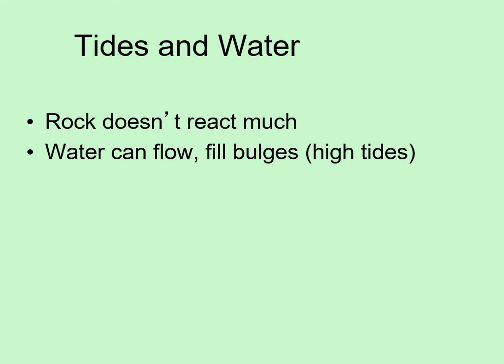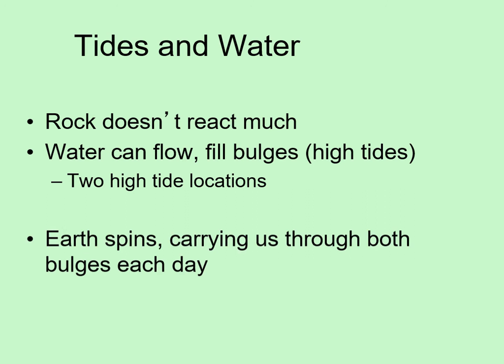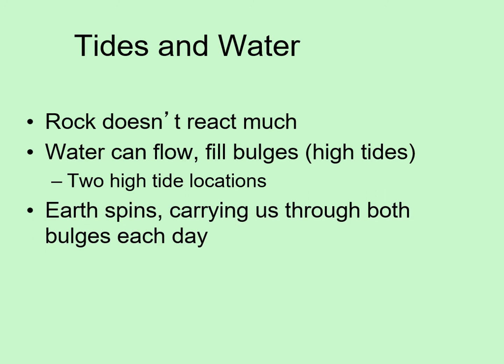Since water responds to the tidal force more quickly than rock does, it tends to flow into the tidal bulges facing towards and away from the moon. This creates 2 locations with high tide, one facing towards the moon and one facing away. Since the Earth is spinning, we're carried through both of these tidal bulges each day. That's why we have 2 high tides every day.